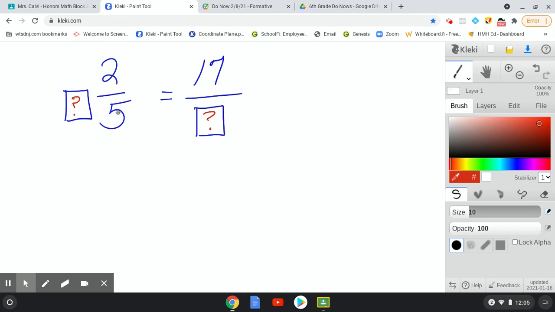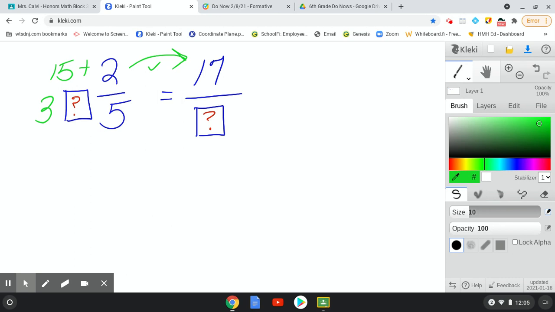So I'm thinking, well, let me see. 5 times, let me try 2. Let me just try it out. 5 times 2 is 10. 10 plus 2, no, that does not give me 17, so it can't be a 2. Well, let me try 3 now. So if I were to plug in a 3, 5 times 3 is 15. 15 plus 2, yep, that works, gives me 17, right?